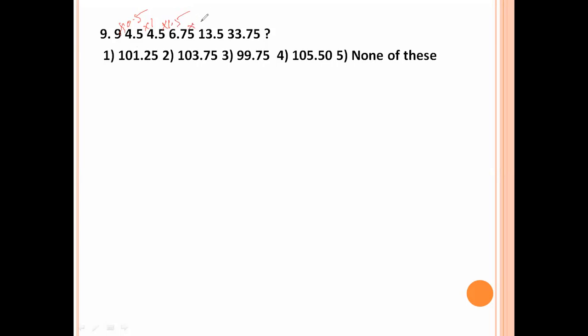So 1.5 plus 0.5 is 2, into 2.5, into 3. 3 5 is 15, 3 7 is 21 plus 2 is 23, 3 3 is 9, 9 plus 2 is 11, 3 3 is 9 plus 1, 10. 101.25. Before 2 digits, you put the decimal. 101.25 means option number 1 is the right answer.